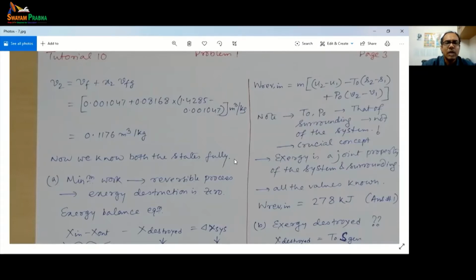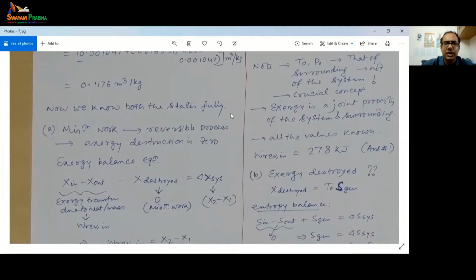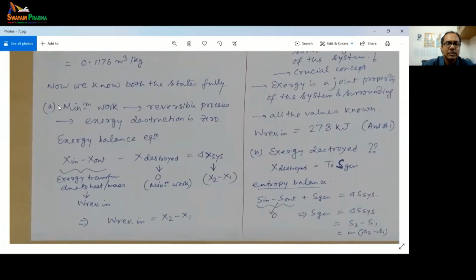Okay, so now we know both the states fully, all the information we obtained. Now the first part of the query asks what would be the minimum work input. Minimum work means if the process was reversible, then with the least amount of work you could accomplish the same amount of boundary work or the same amount of delta U. For that, exergy destruction has to be 0.